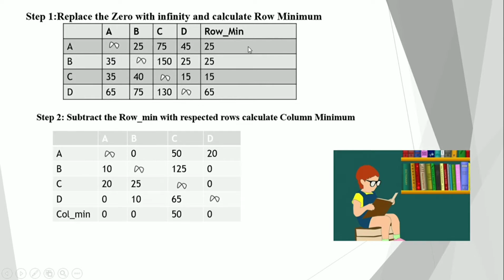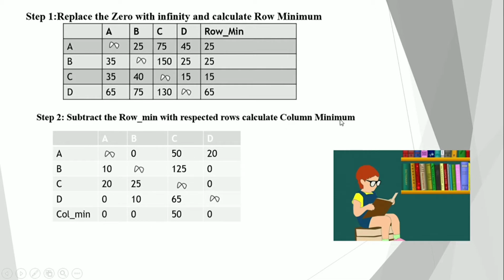In the A row, 25 is the row minimum. In the B row, 25 is the row minimum. In the C row, 15 is the row minimum. In the D row, 65 is the row minimum. Now we subtract from each row its corresponding row minimum value. So the values obtained are these.